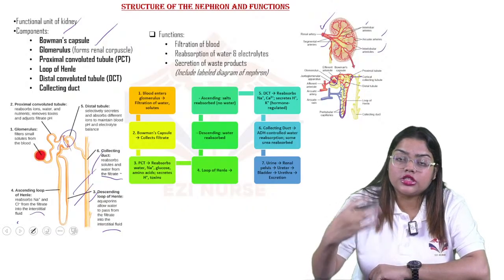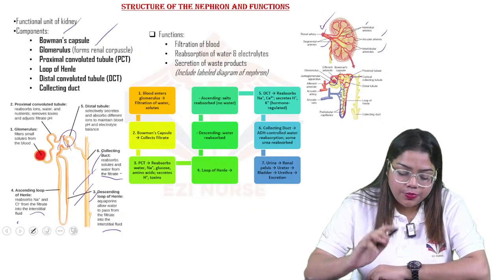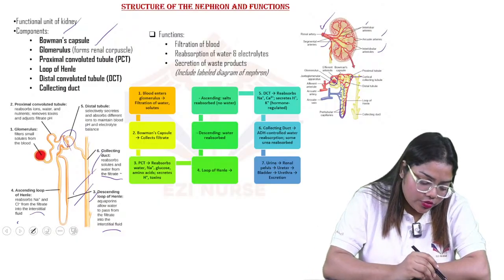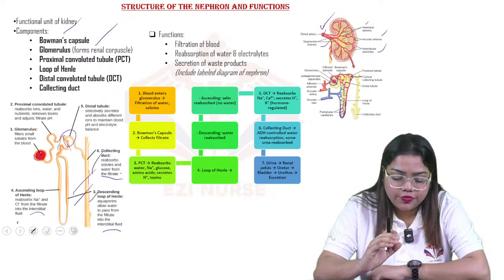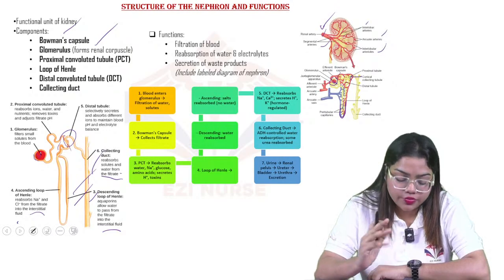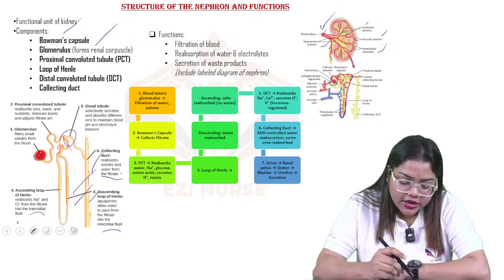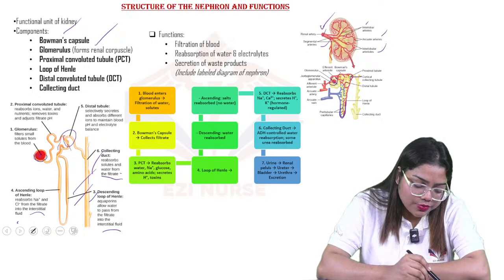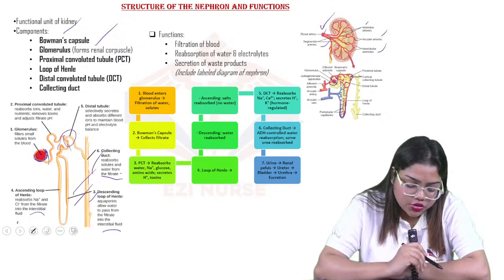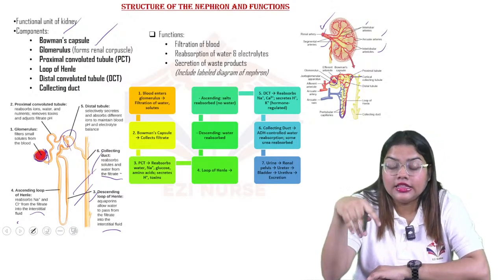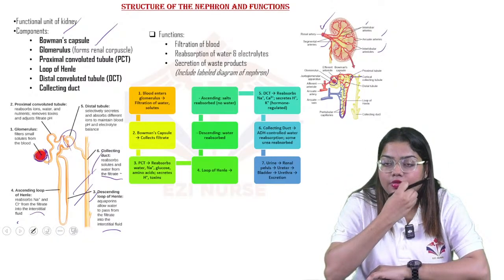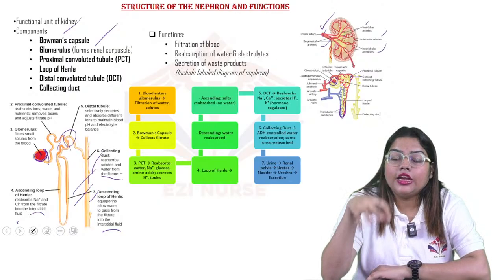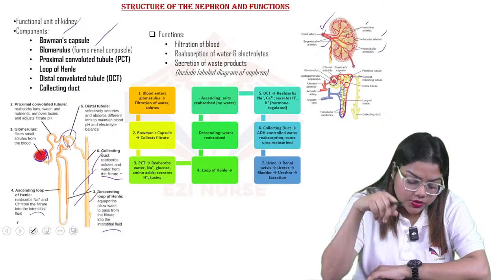So how is this process happening? First the blood enters the glomerulus. Okay, it will enter the glomerulus. From the glomerulus, the filtration of water and solutes will occur. From there, it will go to the Bowman's capsule. It will go into the capsule, and again it will collect the filtrate. So the Bowman's capsule, what happens? It will not filter, rather it will collect the filtrate products.